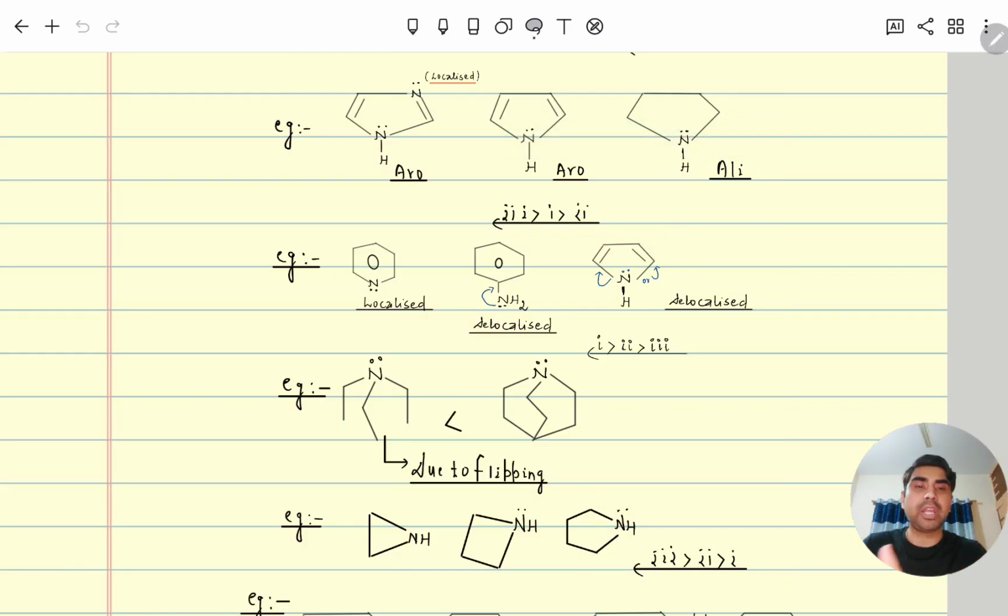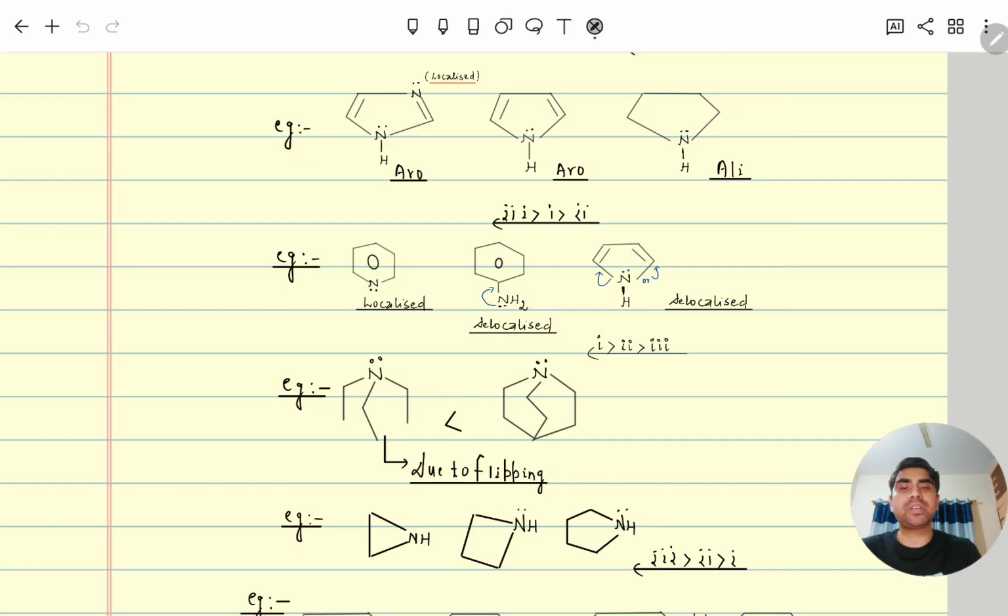So the first rule is aliphatic is more than aromatic, then after that, localized is greater than delocalized. So aliphatic is greater than aromatic, and in that, this one is localized, here both are delocalized. So 1, then after 2. Clear? Next, here you can see this lone pair is a localized lone pair, here this one is delocalized, here also delocalized. So localized is more, means 1, then after this is delocalized. It can delocalize in one direction, but here delocalization is possible in both directions. Correct? So 1, 2, 3.